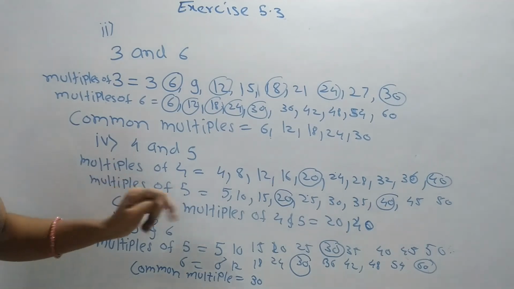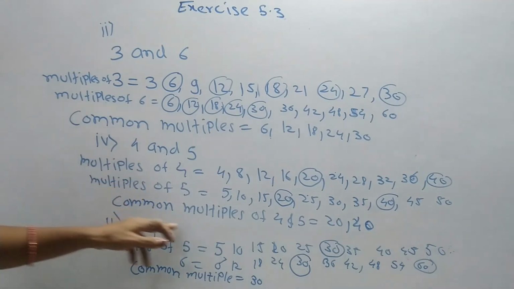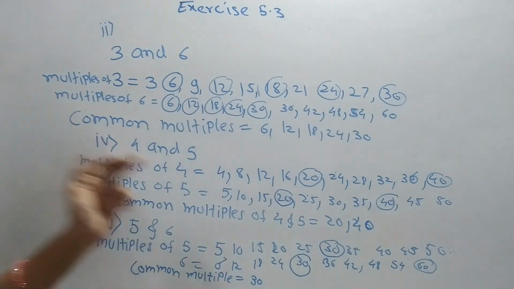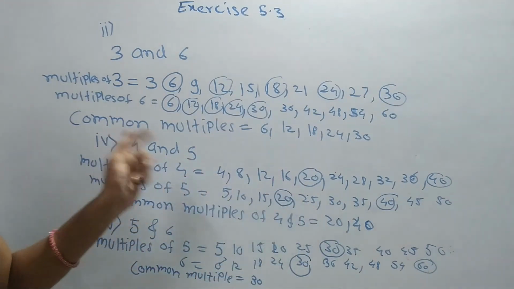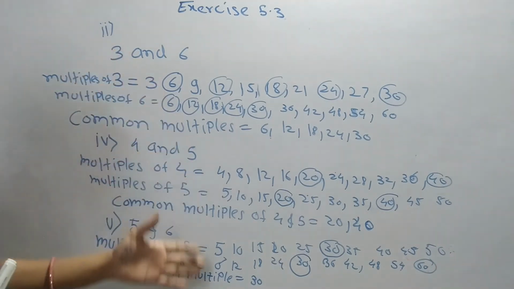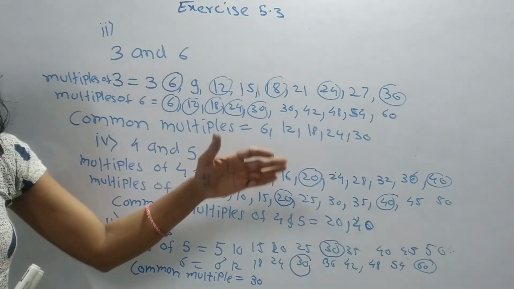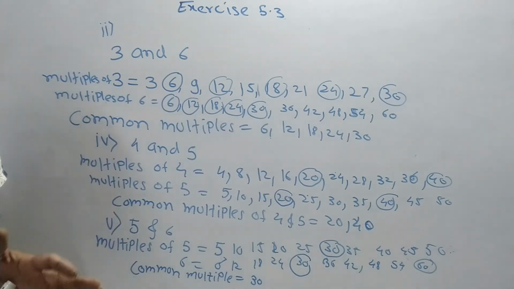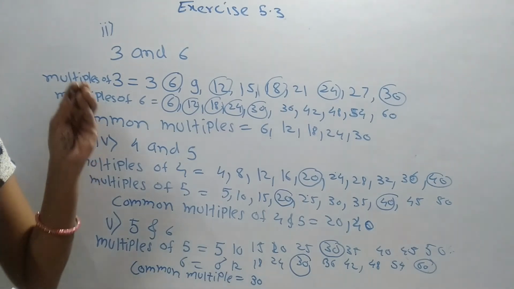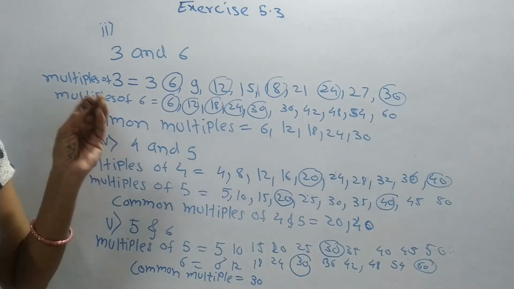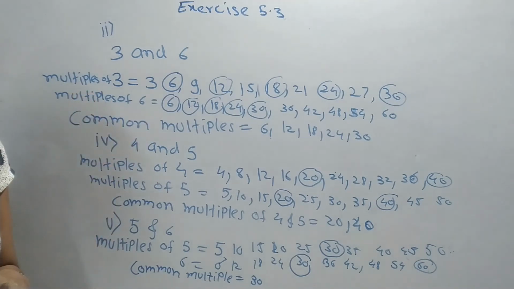If you observe 4 and 5, then 20, 40 are the common multiples of 4 and 5. But which is the smallest number? 20 is the smallest multiple. So 20 is the LCM of 4 and 5. Similarly, in 5 and 6, 30 is the LCM of 5 and 6. In this way, we can find the lowest common multiple of numbers. Hope you understand the LCM of a number. In the next lecture, we will see the methods of finding the LCM of numbers. Okay, thank you.